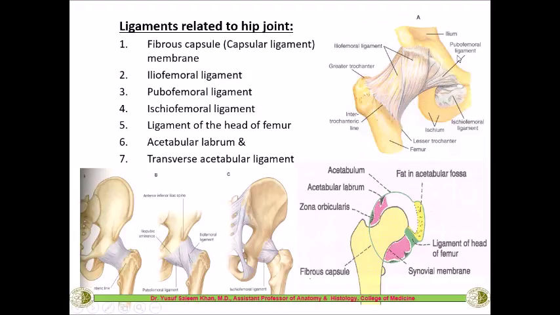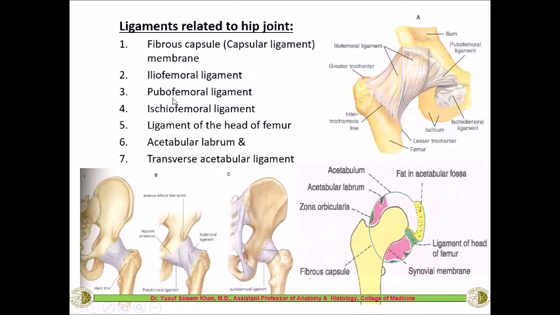So this is called the pubofemoral. This is the iliofemoral, and behind, if you can see, it will be the ischiofemoral ligament. So there are three ligaments which are very important ligaments of the hip joint. Those are the iliofemoral, pubofemoral and ischiofemoral, coming from the three parts of the hip bone, the ilium, ischium and the pubis, and getting attached to the femur.